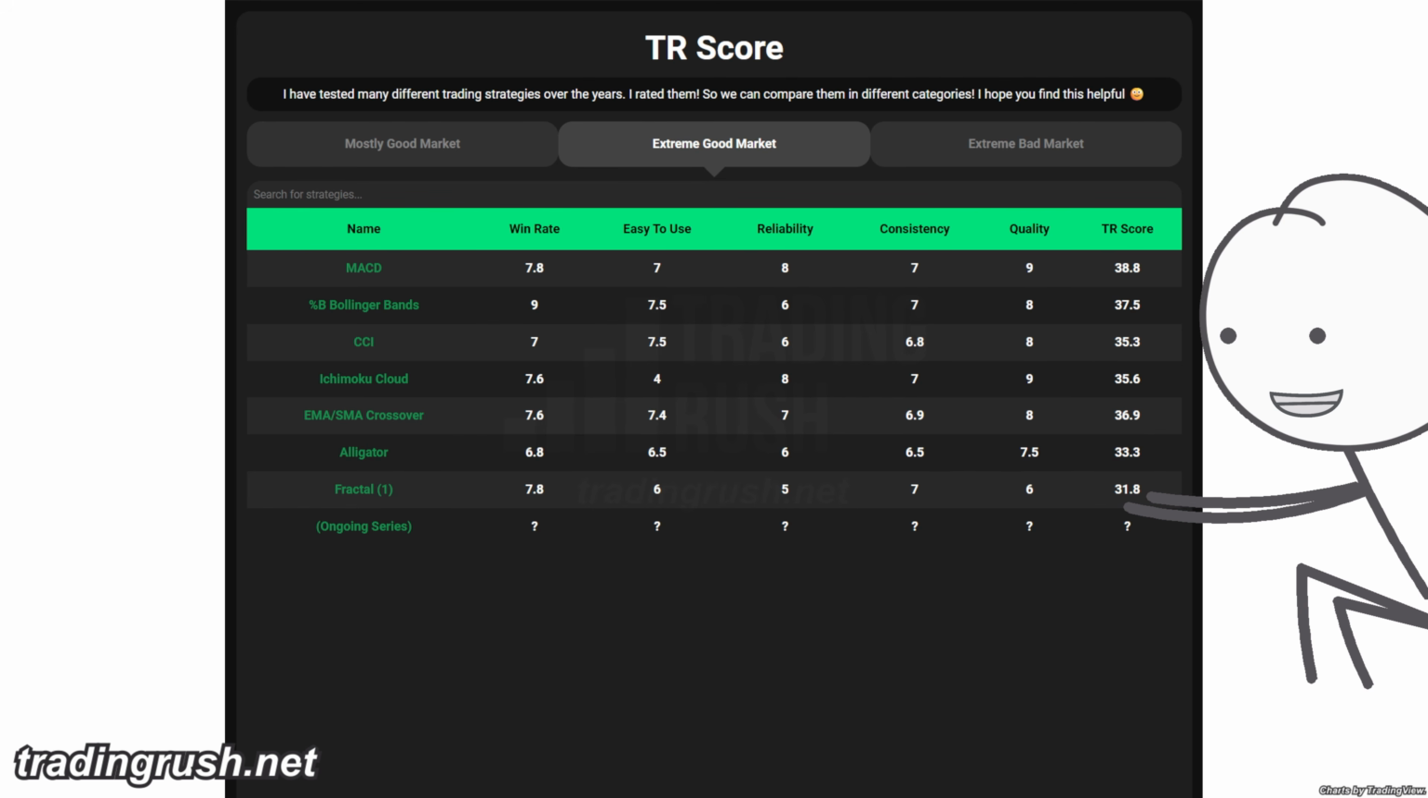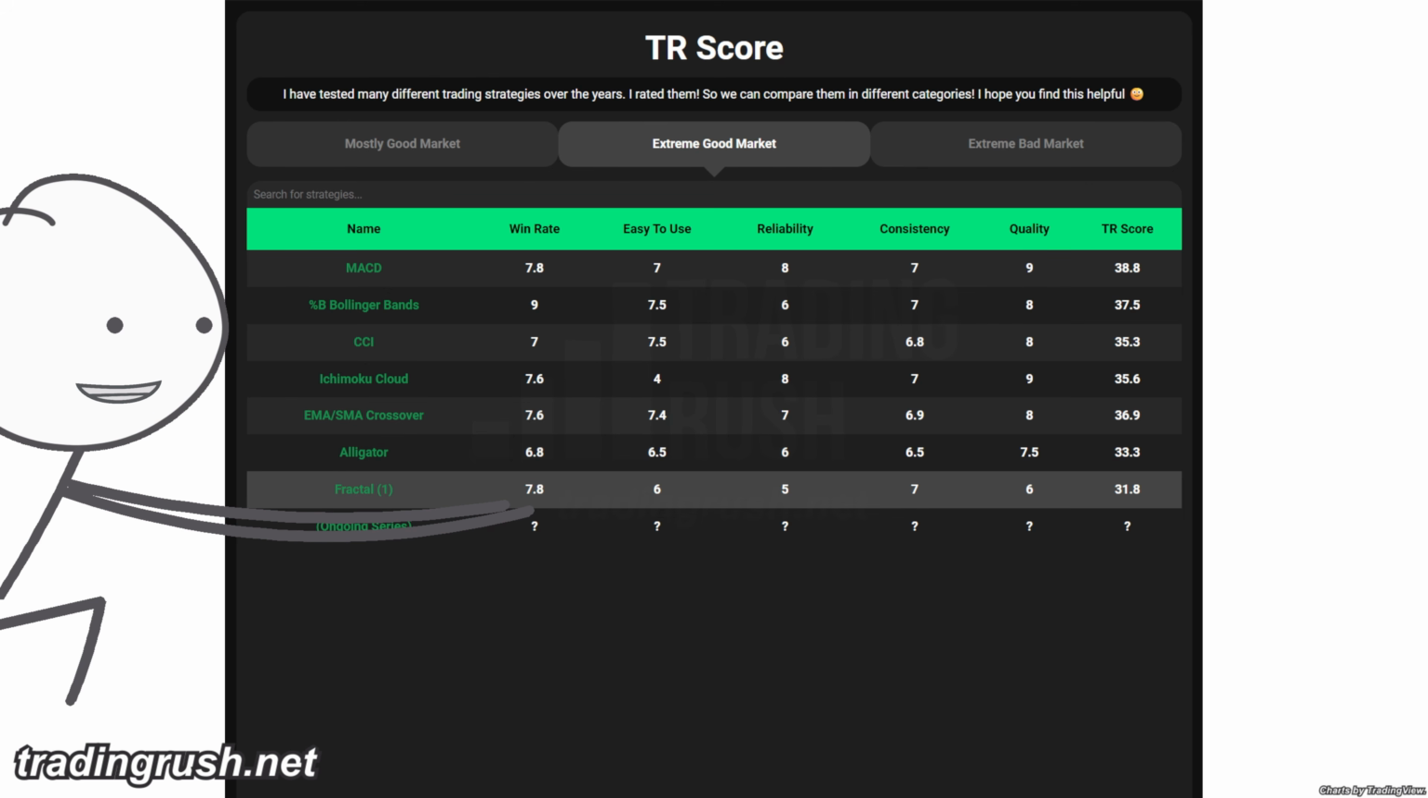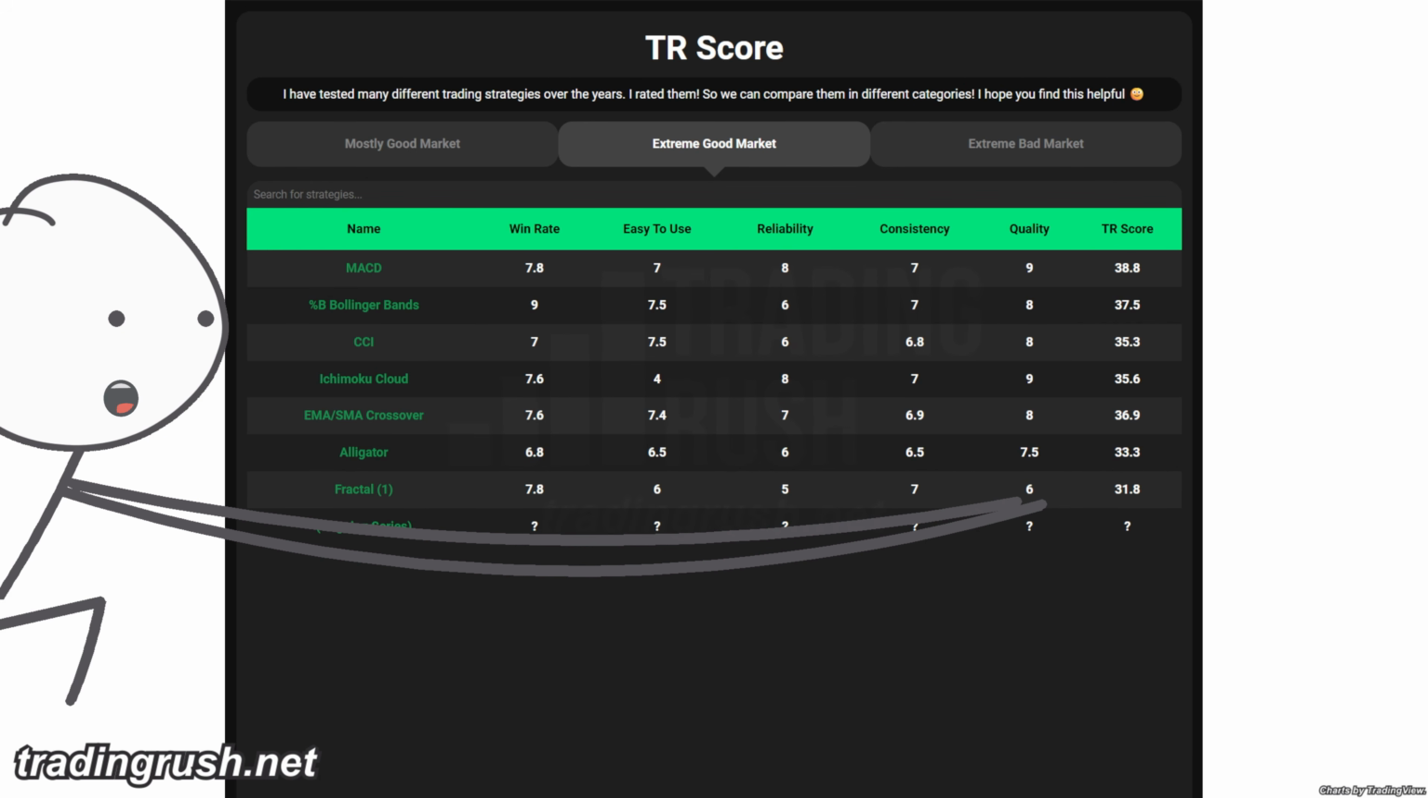This brings the total TR score in the extremely good market to 31.8. Even though the strategy got a really high win rate, even higher than some of the other strategies, its TR score is the lowest out of all so far. That's why we shouldn't just focus on the win rate. Quality of trades and other things are also important.